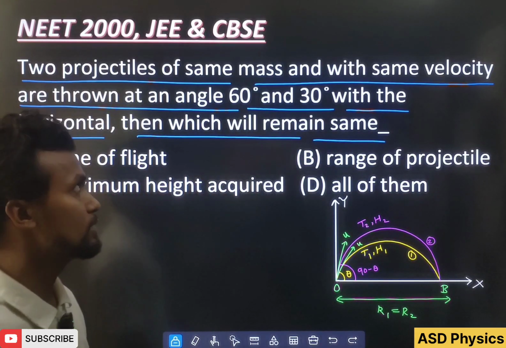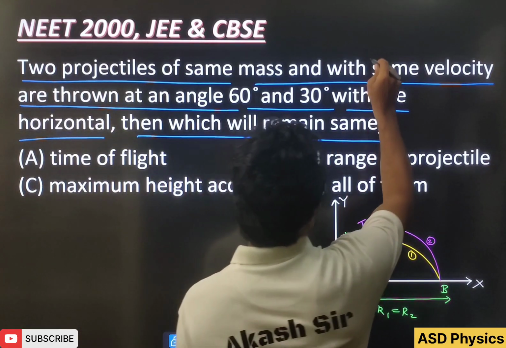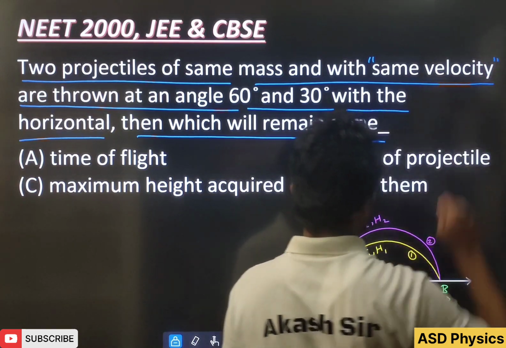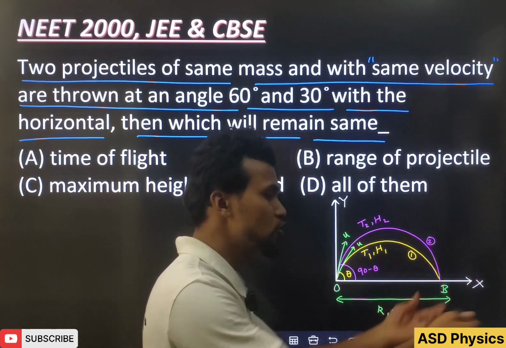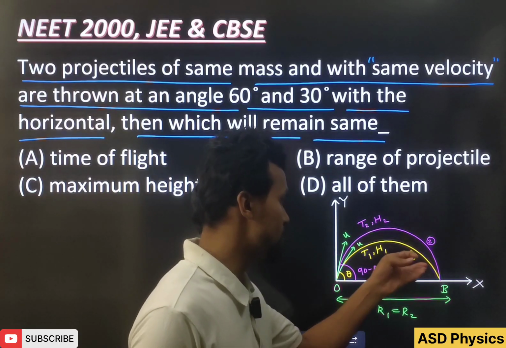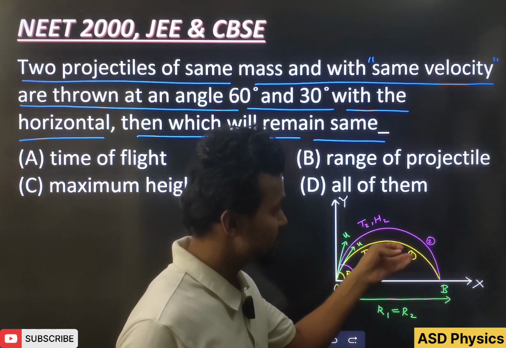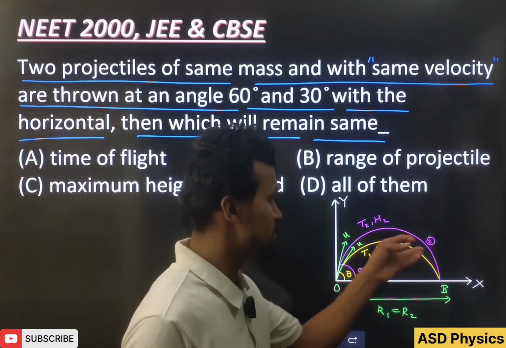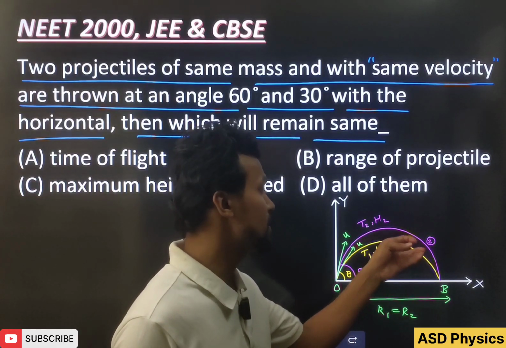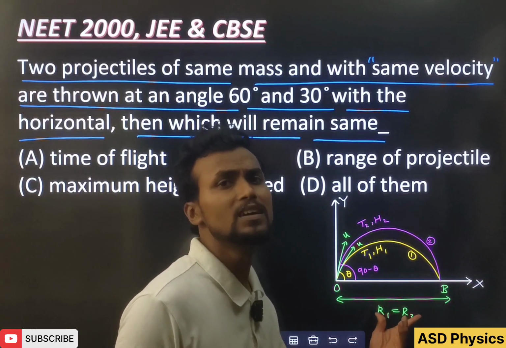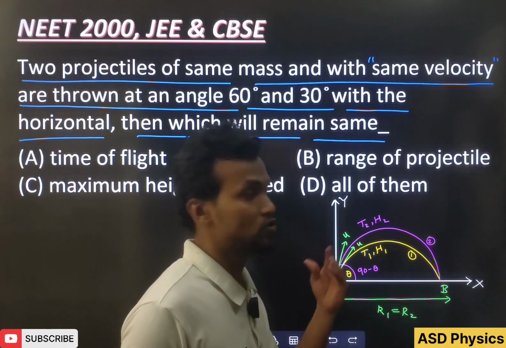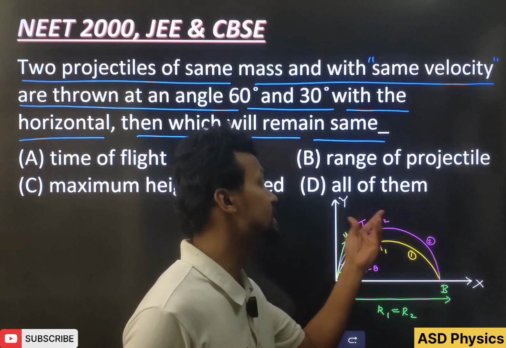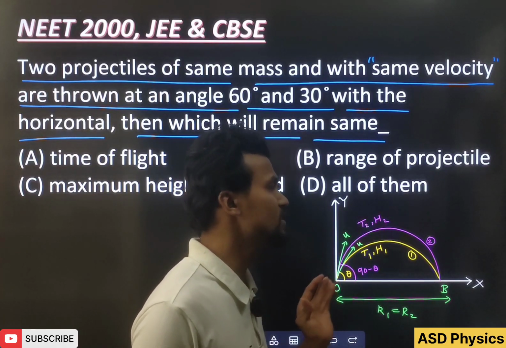So in this question, remember that here they are telling same velocity. Here you can see very well, I have taken two projectiles. In so many questions this concept will be used. The first projectile is represented by the yellow color, range R1. The second projectile is represented by the pink color, range R2. You can see very well the range is same. And for the first projectile, T1, H1, time of flight and maximum height, and here T2, H2, that means time of flight and maximum height.